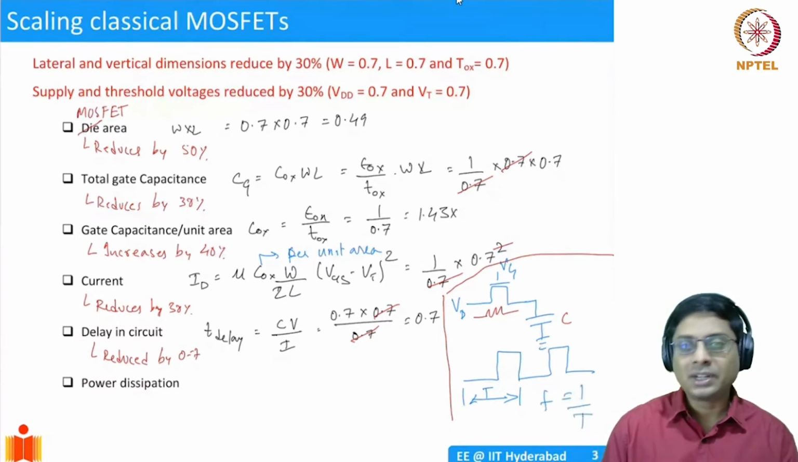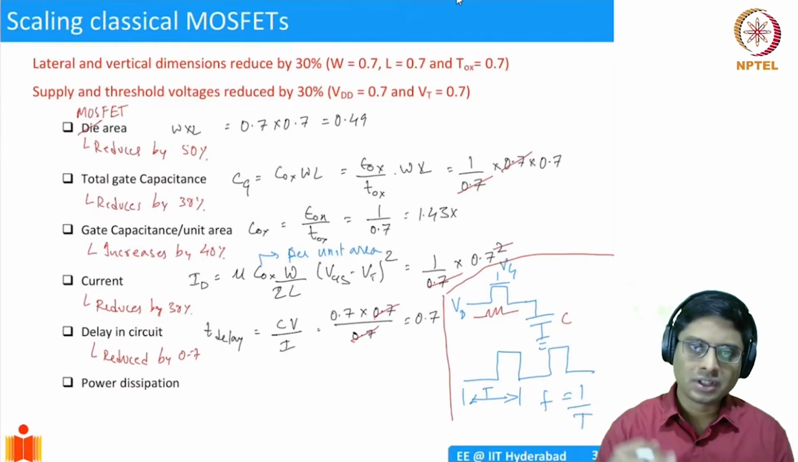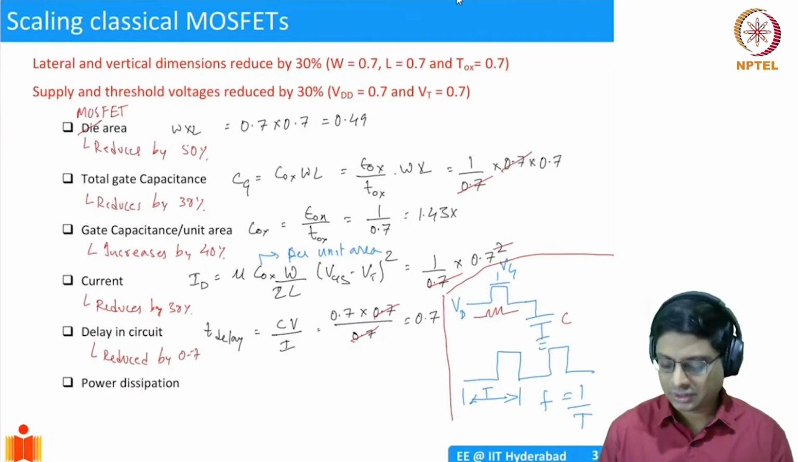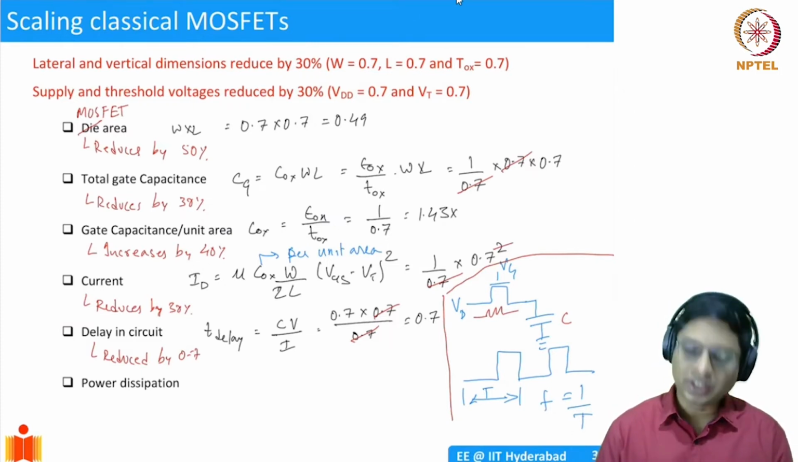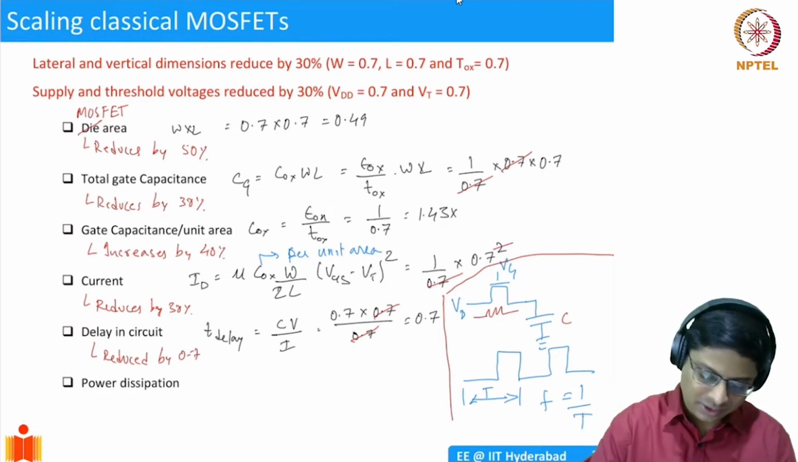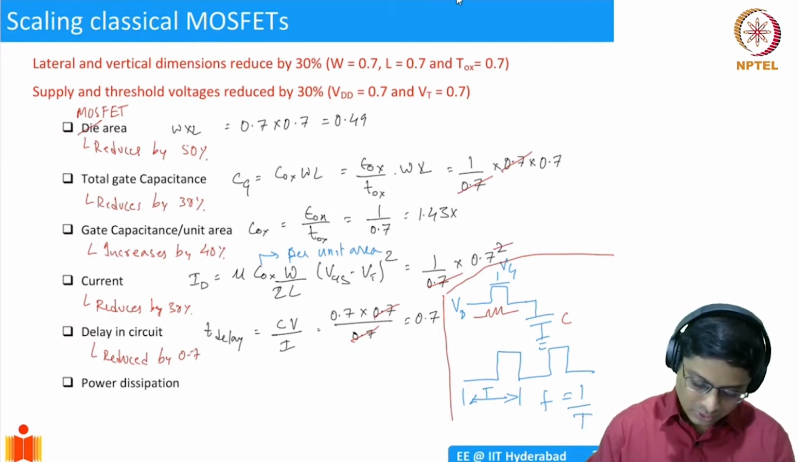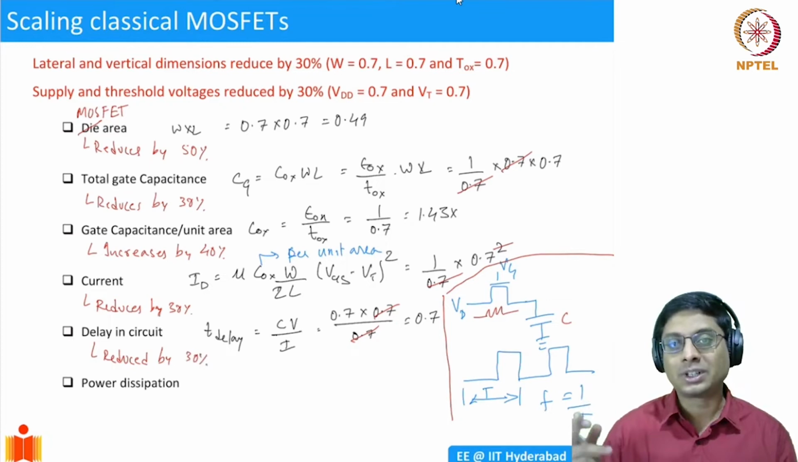So if your time delay is small, I can switch my circuit faster. That means I can charge and discharge, so essentially I can perform a lot of operations. So if my time delay is reduced, my frequency of operation is increasing. If it's reduced by 0.7, that means it's reduced by 30%. Then the frequency will increase by about 43%.